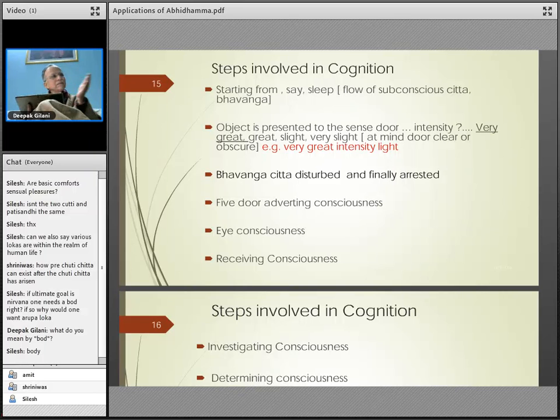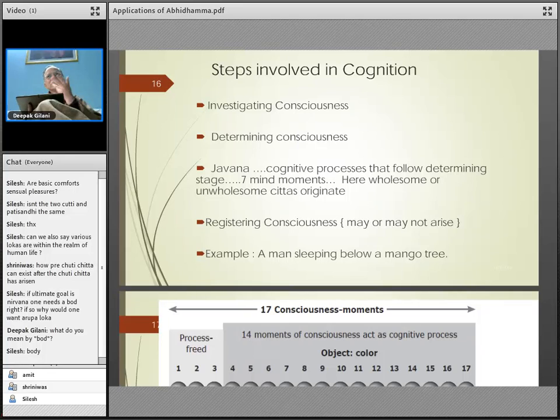Now these things are happening at such a quick fast pace that we can't really see them individually. For us, what we see is the javana chitta, which is the actual process. It occurs for 7 mind moments, after the determining chitta, and that is where we react to them.